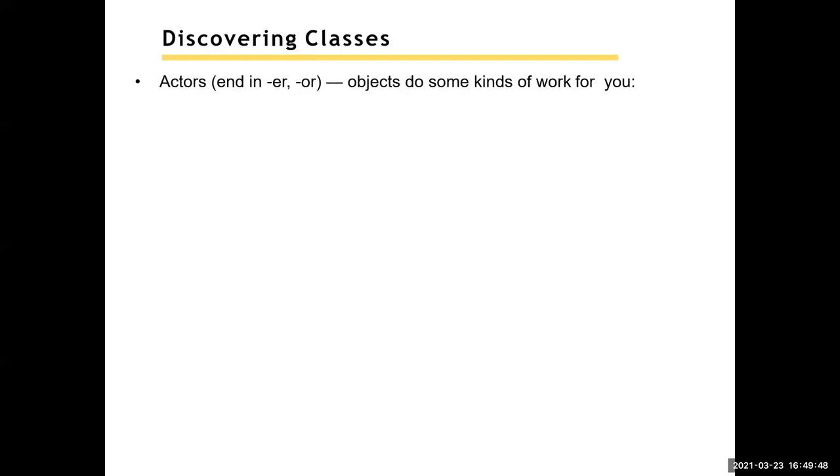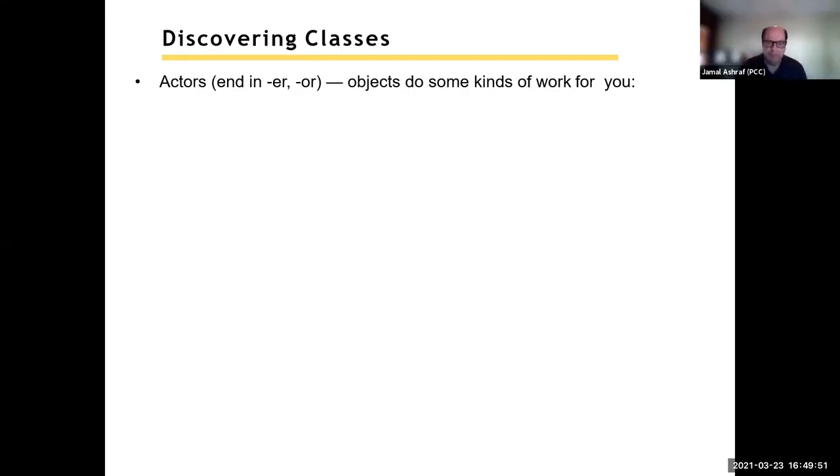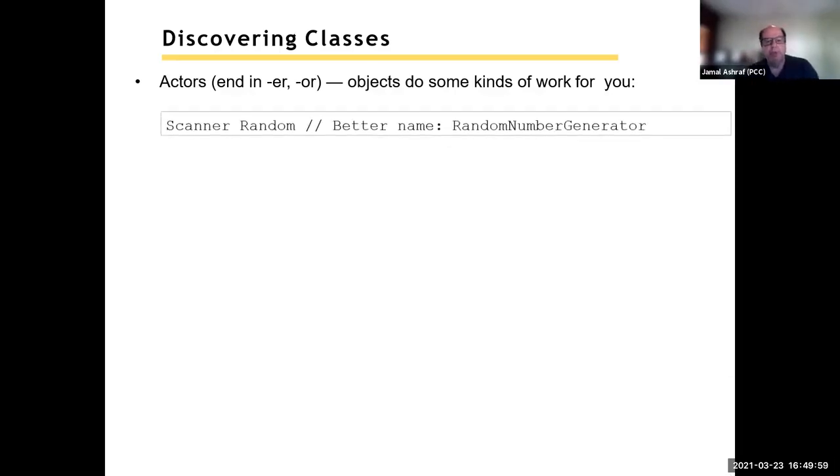So we can think about the actors that have ER or OR at the end. So we can think about it like that. When we create an object or we are looking at that object, then we can name them better. So if I have an object called Random versus an object that's called RandomNumberGenerator, you can see the generator part of it, and that's going to be more familiar as an object.